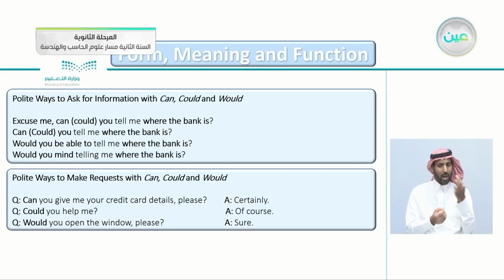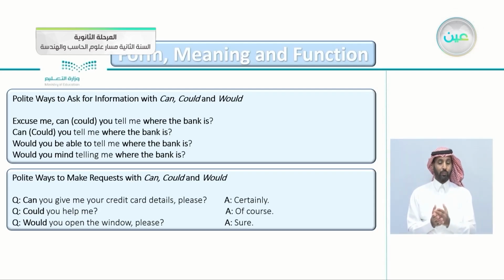The second question, can or could you tell me where the bank is? Next one is, would you be able to tell me where the bank is? And the last one, would you mind telling me where the bank is? So these are some polite ways to ask for information.